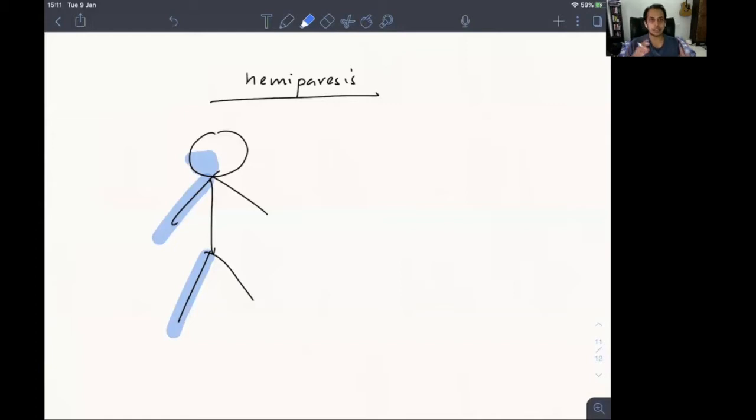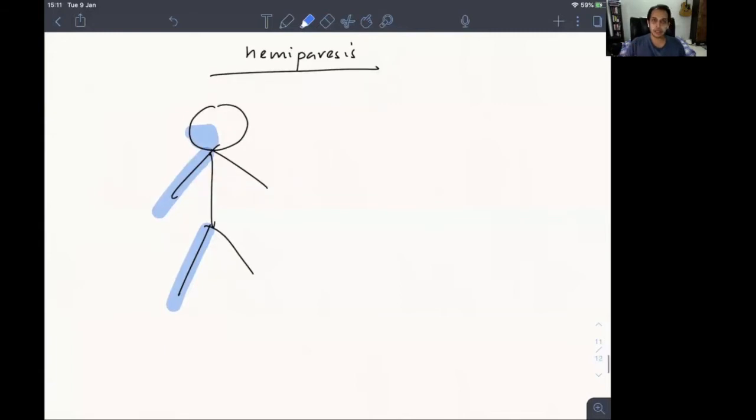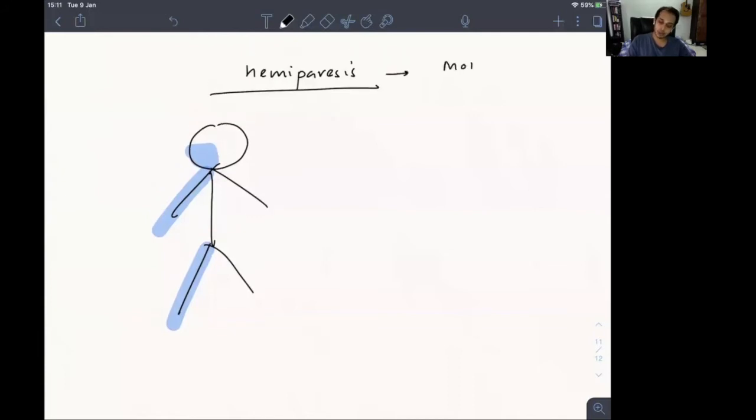So this is the classical presentation of hemiparesis, and this can present in multiple ways, and it can present because of multiple reasons. So that is what today's clinic is going to be about. Before we understand the ways in which hemiparesis could present, we first need to understand why hemiparesis is happening at all. The reason is that the motor tract in the body is involved.